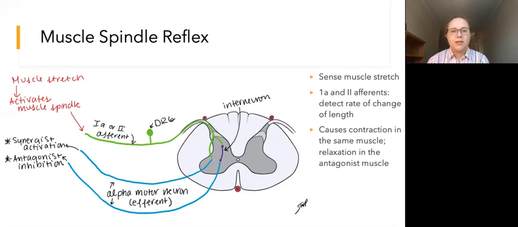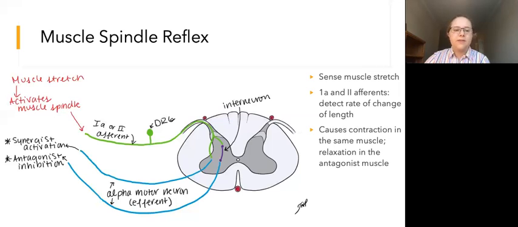However, we also have to consider the antagonist muscle. So let's say that your biceps muscle is stretched too much. The reflex will activate the biceps to contract to counteract that stretch. However, if the triceps muscle, which is the antagonist to the biceps, did not simultaneously relax, the biceps couldn't effectively contract. Therefore, the muscle spindle reflex must activate the synergist and inhibit the antagonist muscles at the same time.